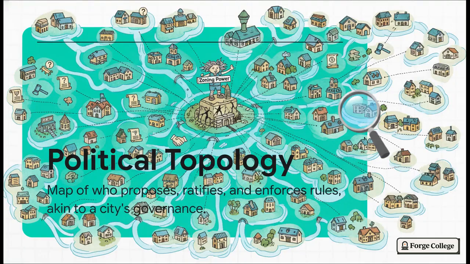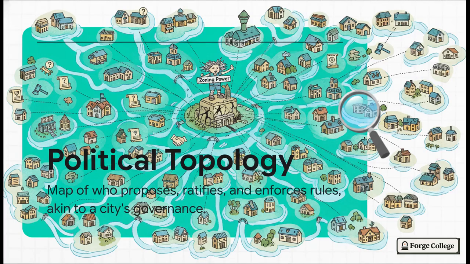First up, we have what we call the political topology. I want you to imagine a city where instead of a single mayor going completely mad with zoning power and approving everything themselves, authority is delegated out to independent neighborhood councils. When you're looking at any network, you always need to ask who proposes the rules, who actually ratifies them, and who enforces them.